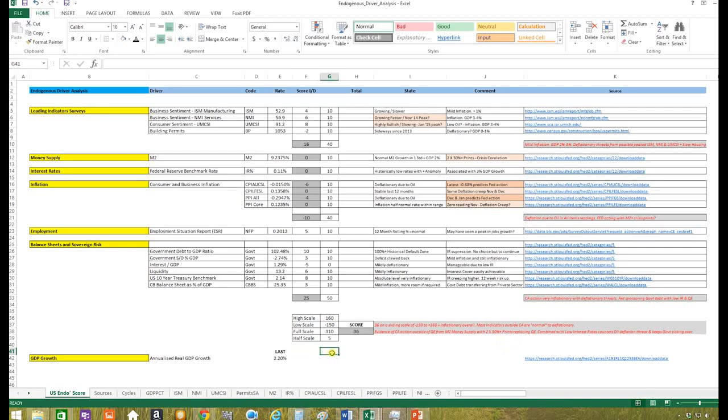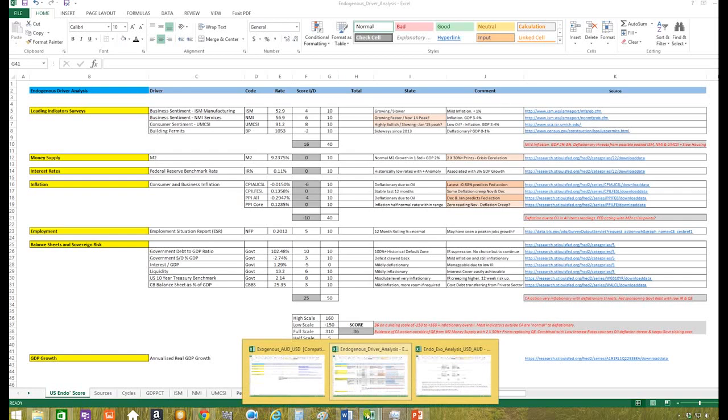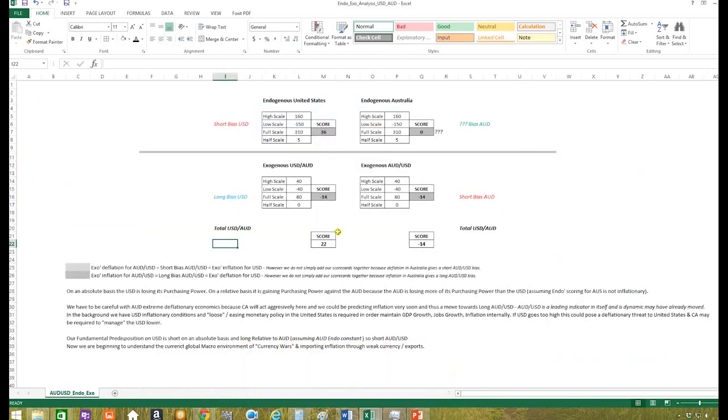So what happens when we put all of this together? Well, if you go to the download section and download the spreadsheet Endo Exo Analysis US Dollar Aussie Dollar, we have everything put together here for you, and we'll go through this now and explain how it all works.